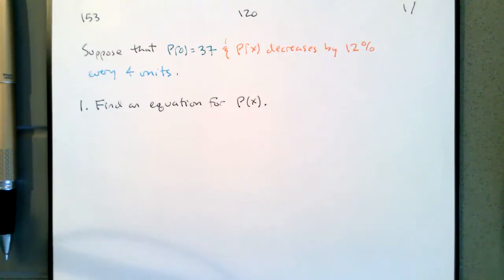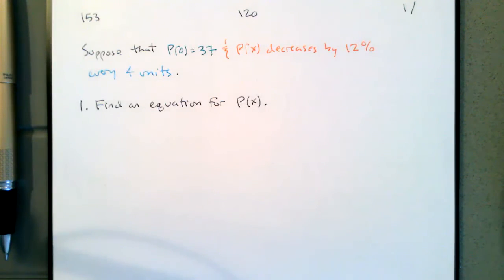Today, we're going to continue our review of exponential functions with a different setup. This time, we're going to suppose that p of 0 is equal to 37, and p of x decreases by 12% every 4 units. So our description here is, instead of being described with a multiplier, we're describing the change with a percent change, still happening every 4 units though.